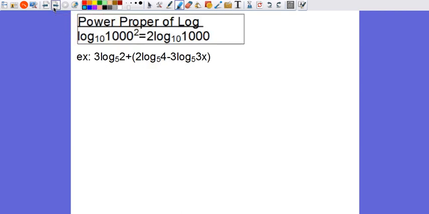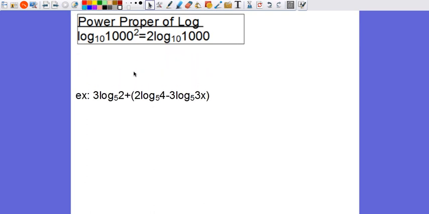Here's the new part of today's lesson, and it is very, very simple. All it's saying is that if there's an exponent here, you can move it to the front, so the 2 goes to the front and you get log base 10 of 1,000.